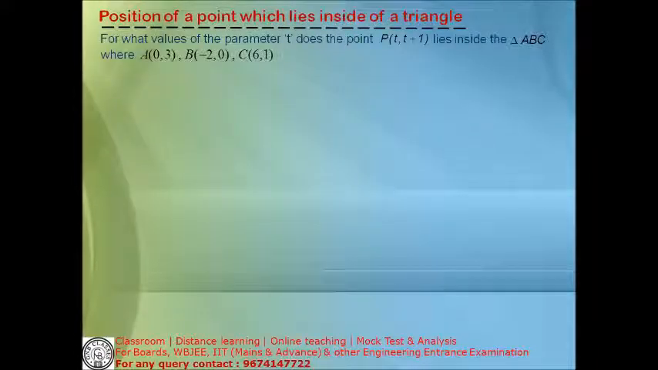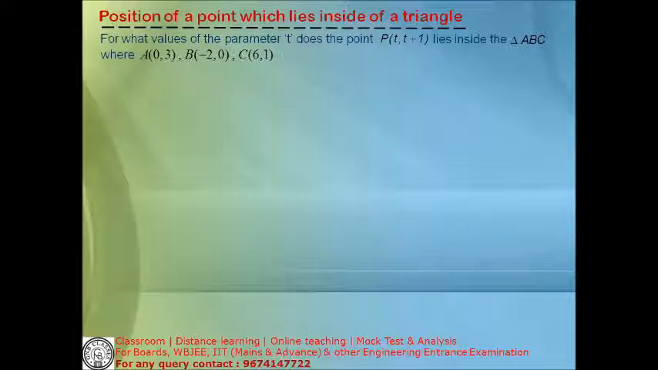For what values of the parameter t does the point P (t, t+1), the coordinate of the point lying inside the triangle ABC, where the three vertices are given to us? In the theory part that I have discussed, I have given you the equation of the straight lines. Here they have given you the coordinates of the points, that is the vertices of that triangle. So here all we have to do is first find the equation of the sides AB, BC and AC, then we will proceed.